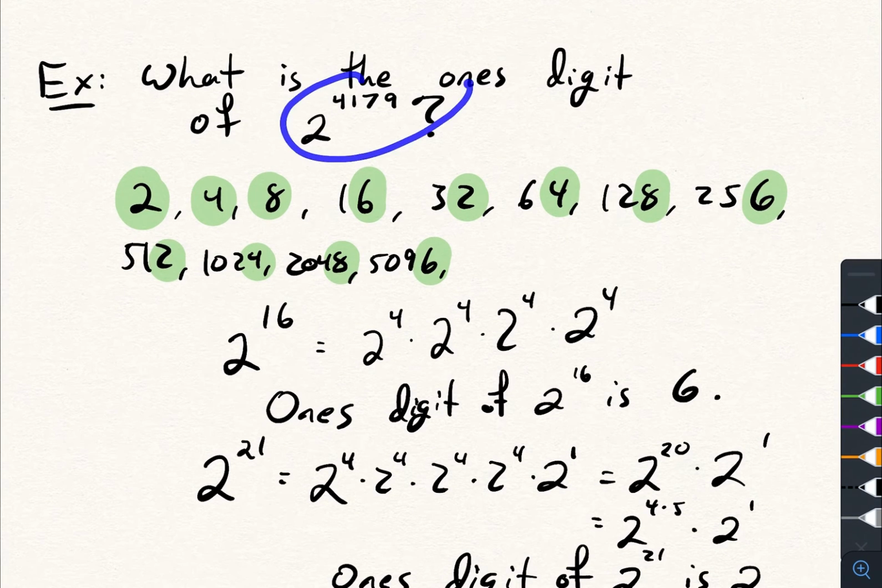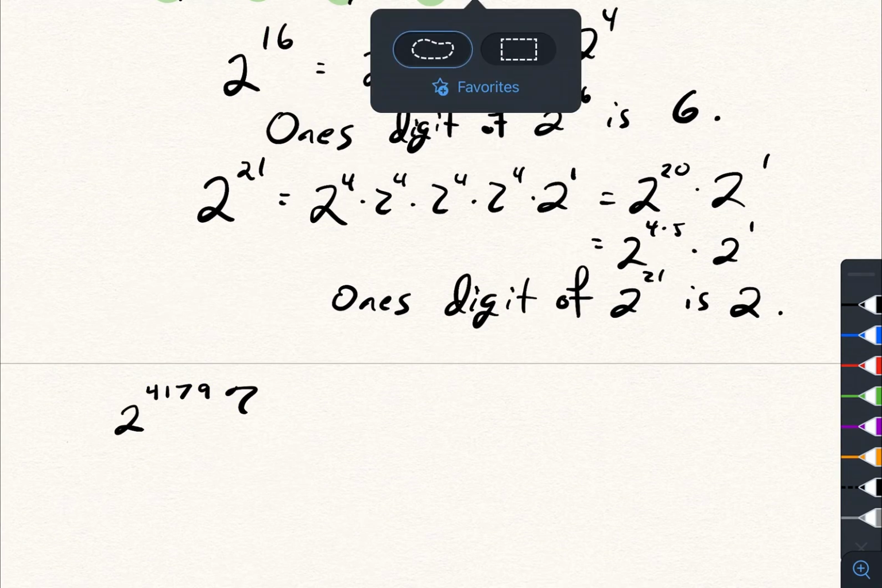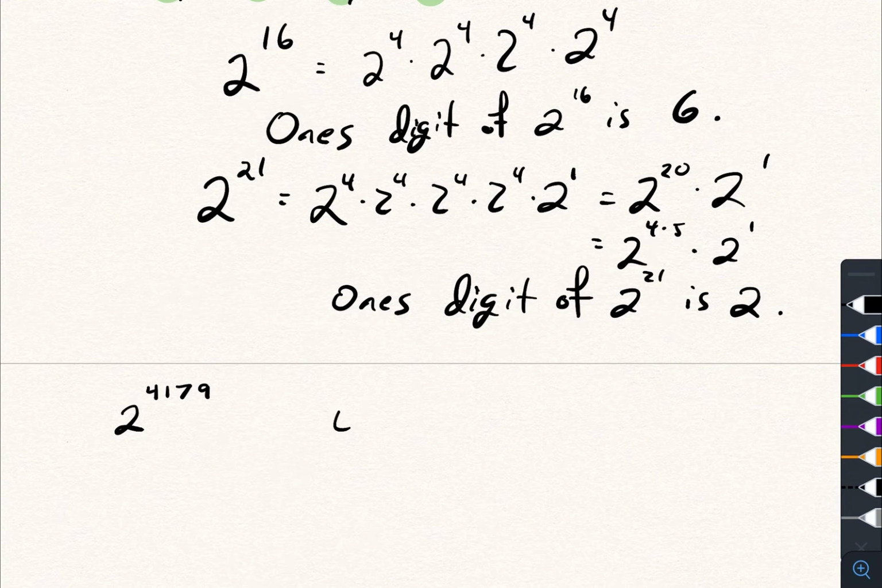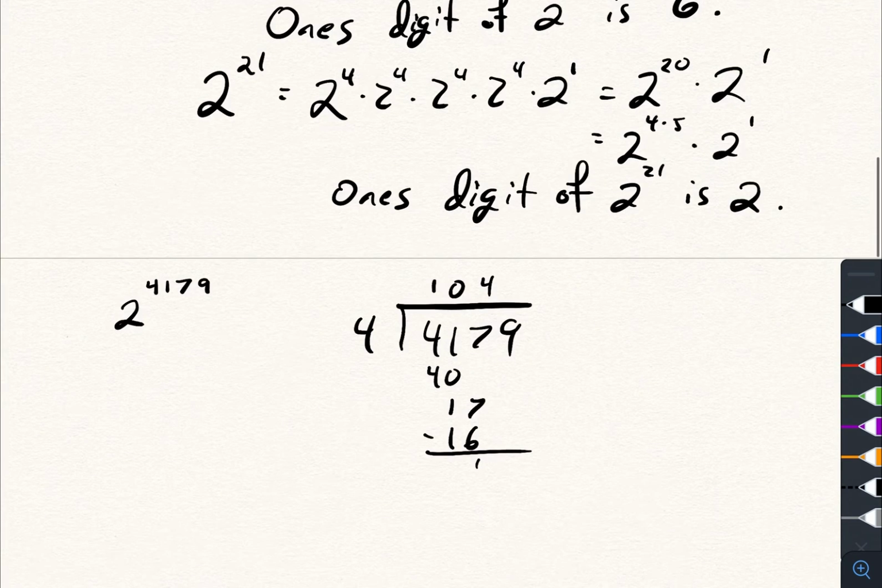All right, so we're looking for 2 to the power of 4,179. Let me bring that down here. I want to break this into as many groups of 4 as possible. So I'm going to divide this by 4, and I really want to do this with remainder. So let's do long division the way that I normally would. 4 goes into 17 4 times, 16, and then 19, 4 times 4 is 16, and it looks like we have a remainder of 3.